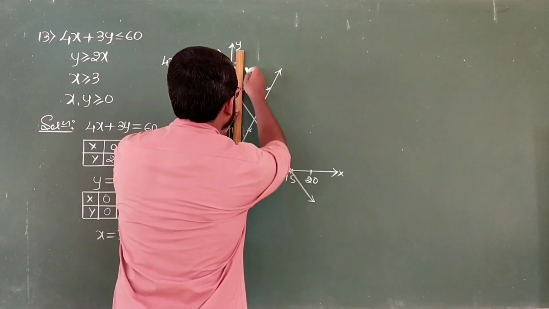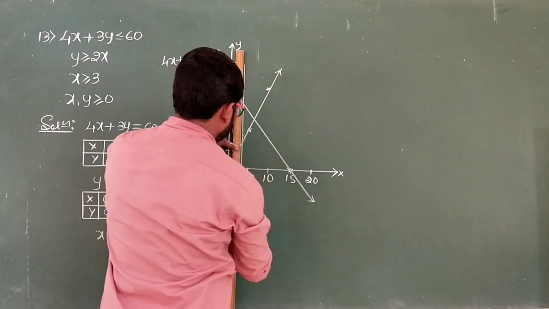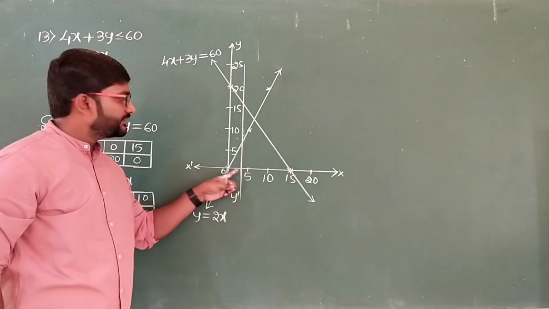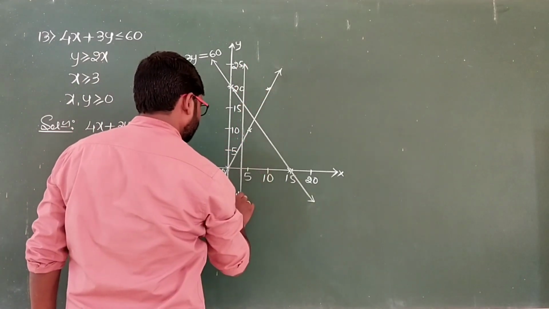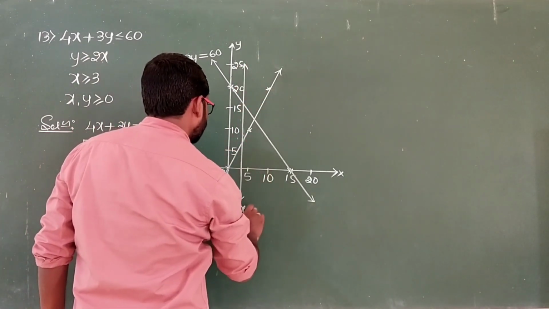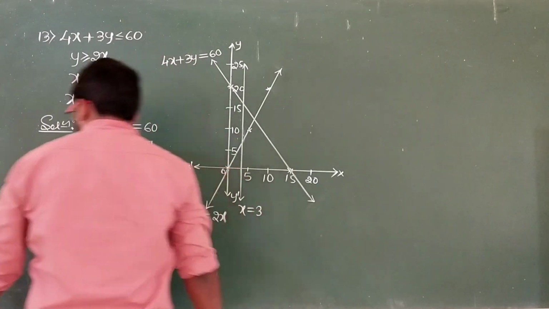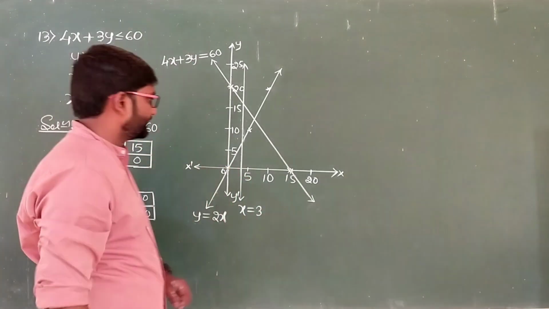Somewhere here approximately I will be taking. So till here it is x equal to 5. This line is x equal to 3. It is a vertical line. This is x equal to 3. Now we have to go for the shading process.